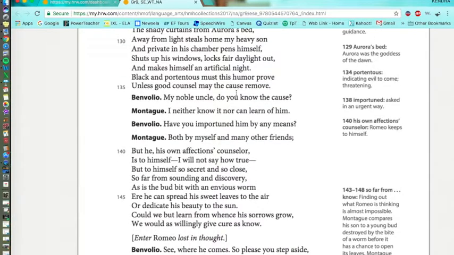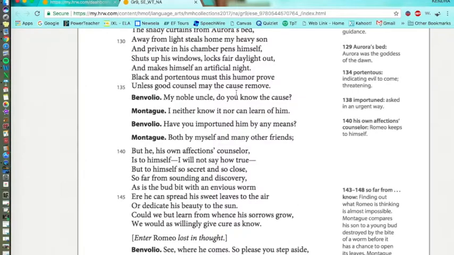Benvolio says, "My noble uncle, do you know the cause? Do you know why he's so sad?" Montague, "I neither know it, nor can learn it of him." Benvolio, "Have you importuned him by any means? Have you asked him?" Montague, "Both by myself and many other friends, but he his own affections' counselor is to himself. I will not say how true, but to himself so secret and so close, so far from sounding and discovery, as is the bud bit with an envious worm, ere he can spread his sweet leaves to the air, or dedicate his beauty to the sun." He's a very private person. "Could we but learn from whence his sorrows grow, we would as willingly give cure as know." If we could find out, we would help him.